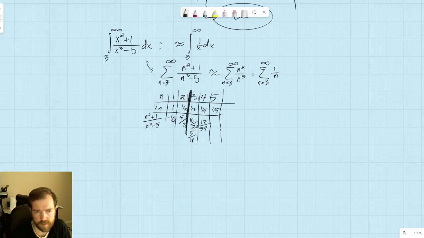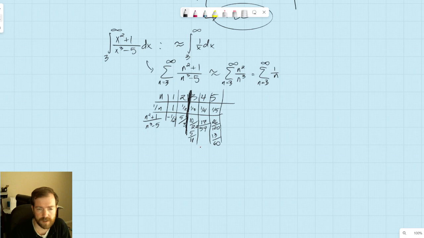Alright, 5 is going to be 25 plus 1 is 26, over 5 is going to be 125 minus 5 is 120. So 13 over 60. 12 over 60 is 1/5. So again, this one's bigger.